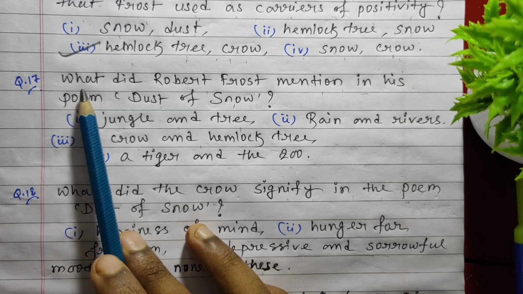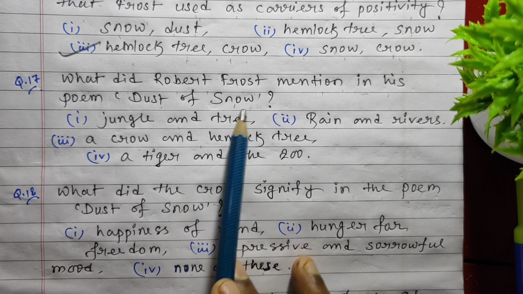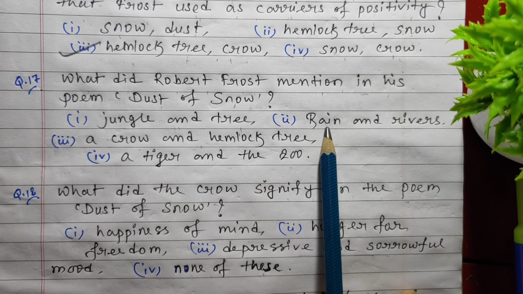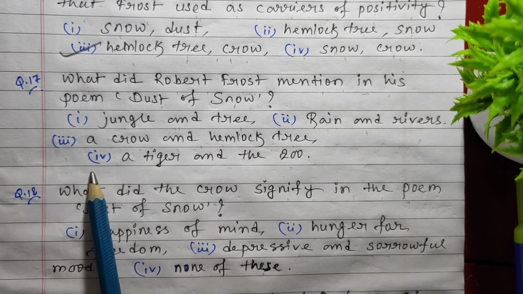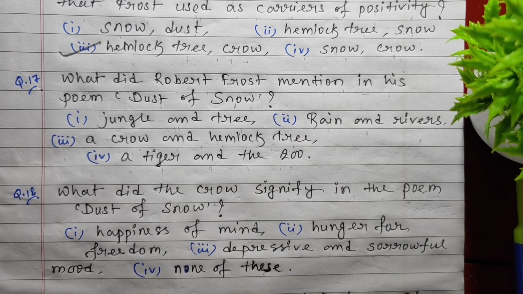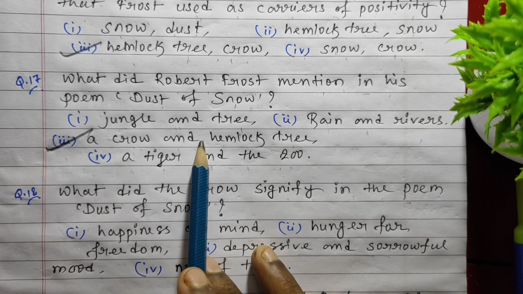17. What did Robert Frost mention in his poem Dust of Snow? Now options are jungle and tree, number 2 rain and rivers, number 3 a crow and hemlock tree, and the last one is a tiger and the zoo. And the correct option is number 3, which is a crow and hemlock tree.